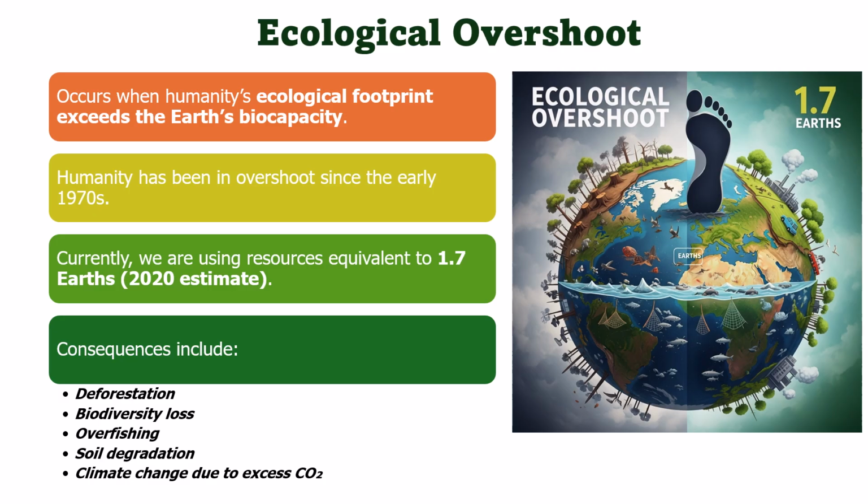The consequences of overshoot are visible worldwide. Forests are being cleared faster than they can regrow, leading to widespread deforestation. Many species are threatened or disappearing due to biodiversity loss. Fish stocks are declining as a result of overfishing. Productive land is deteriorating because of soil degradation, and the buildup of carbon dioxide in the atmosphere is driving climate change. Overshoot highlights the urgent need for sustainable living and resource efficiency to return within one planet's limit.